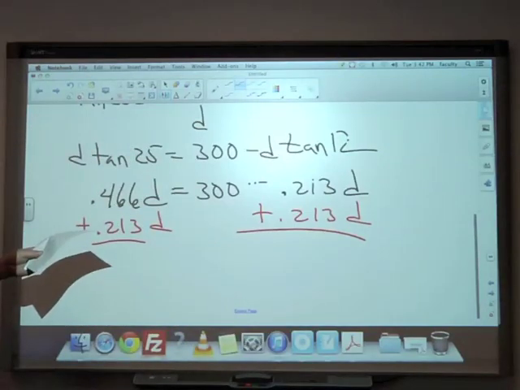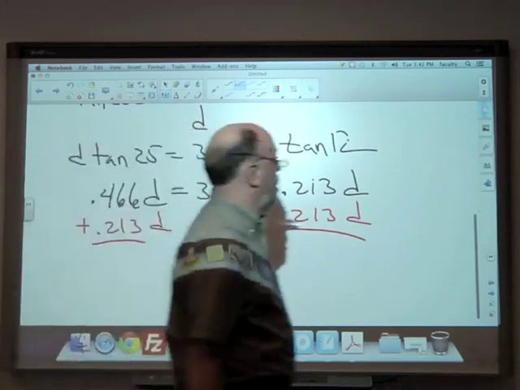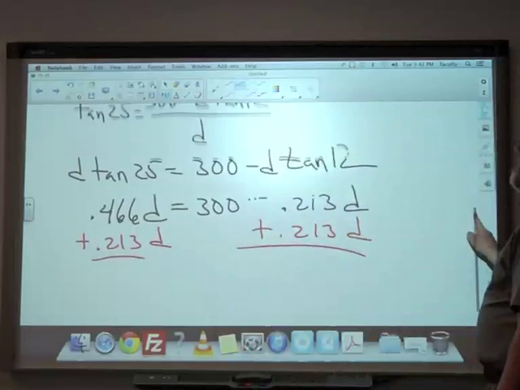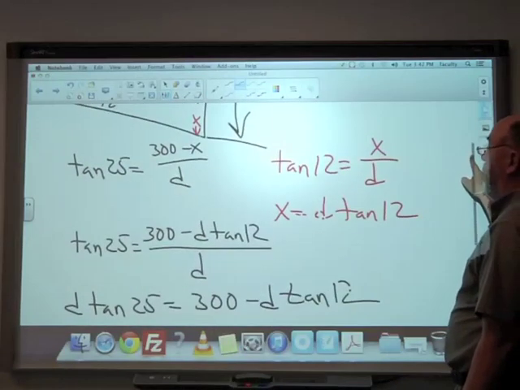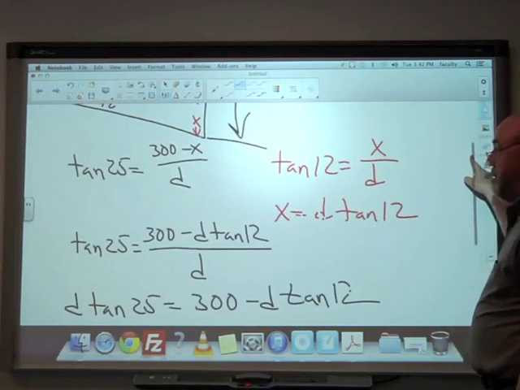Could you scroll up for just a second? I thought there was an x. I thought it was tan 25 equals 300 minus x tan 12. There was never an x. Okay. Gotcha.